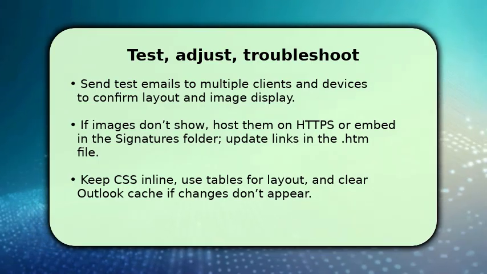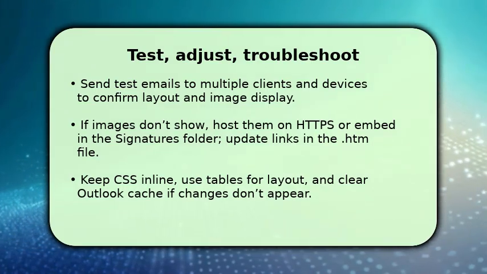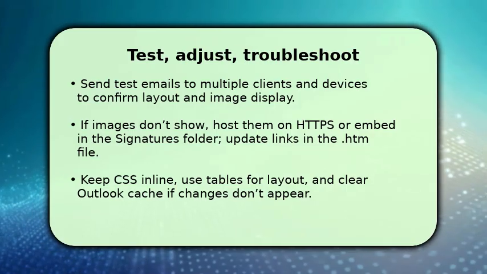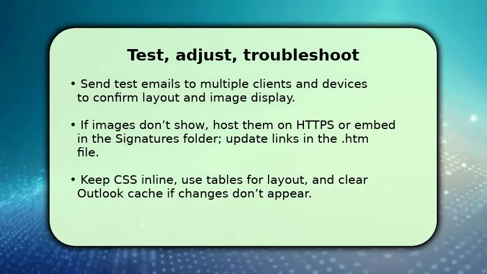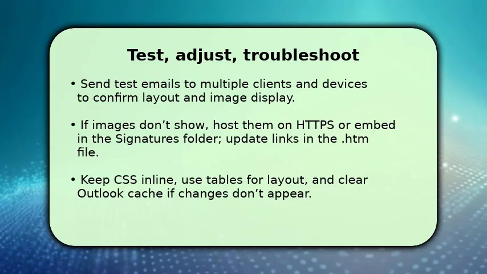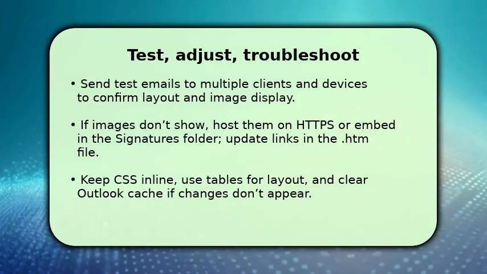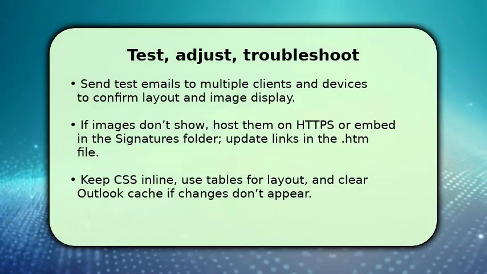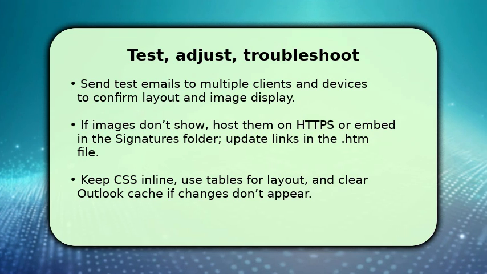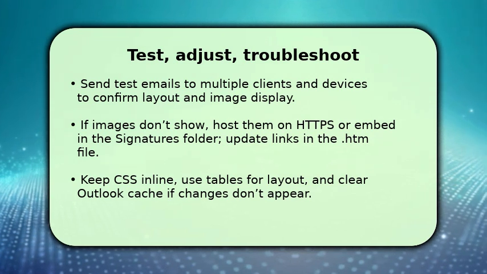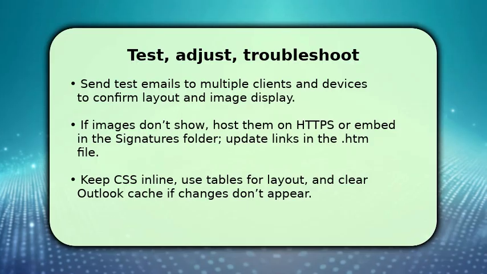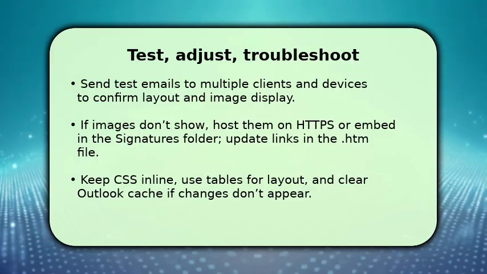If images are missing, host them on an HTTPS server or place them in the Outlook signatures folder and update the HTML paths. That usually fixes broken images. Make sure CSS is inline and use table-based layout for consistent results. If Outlook still shows the old version, clear the cache or restart the app so your changes take effect.